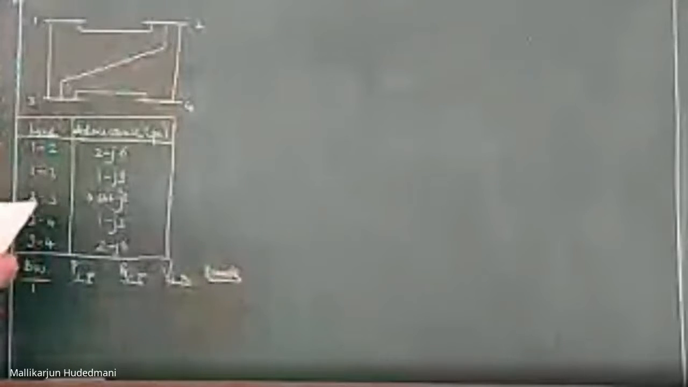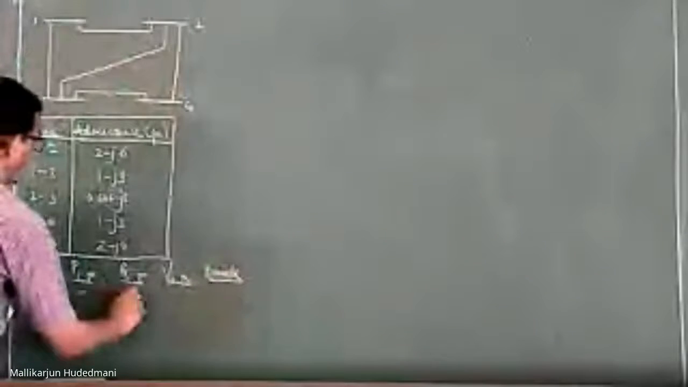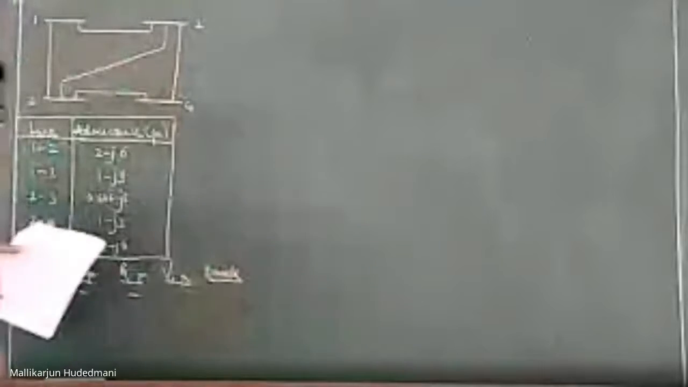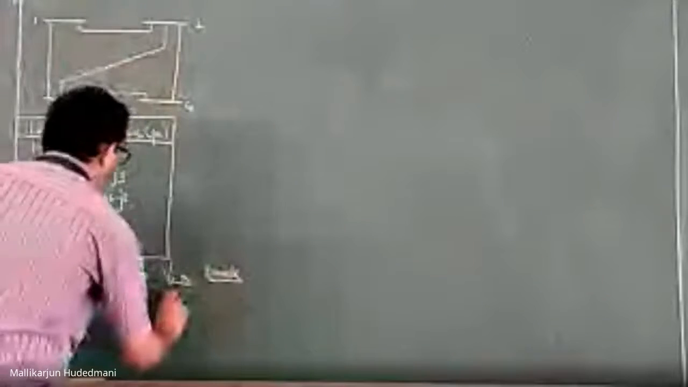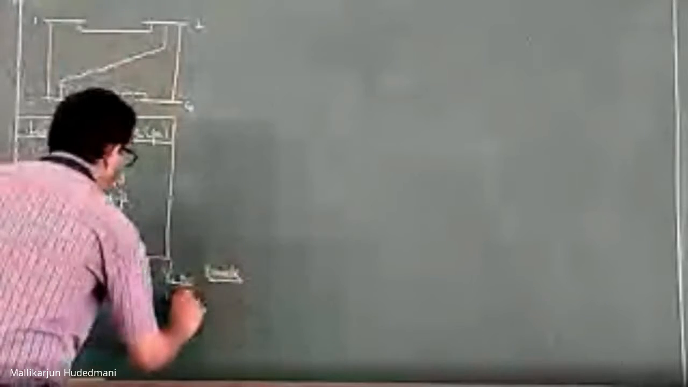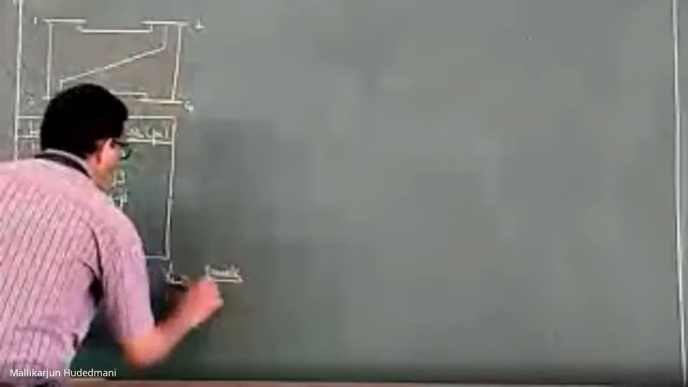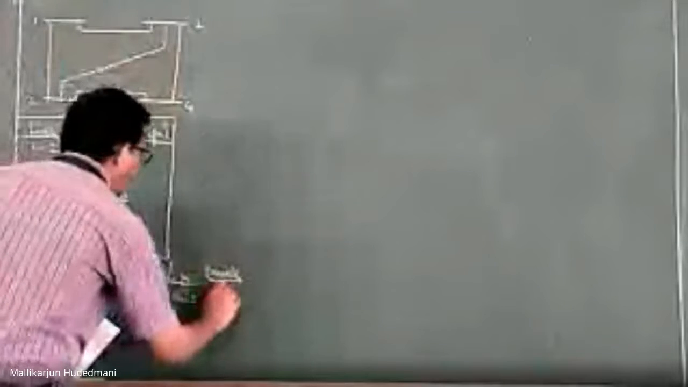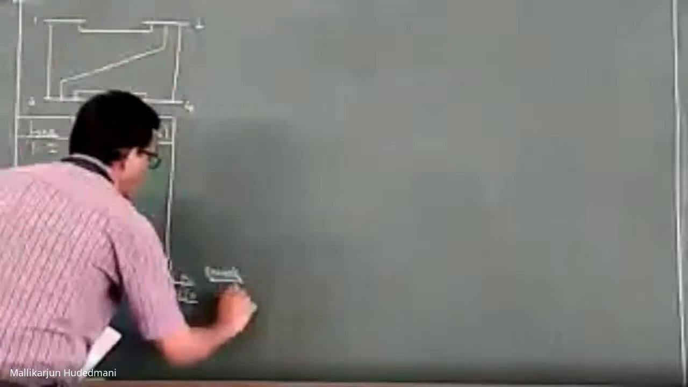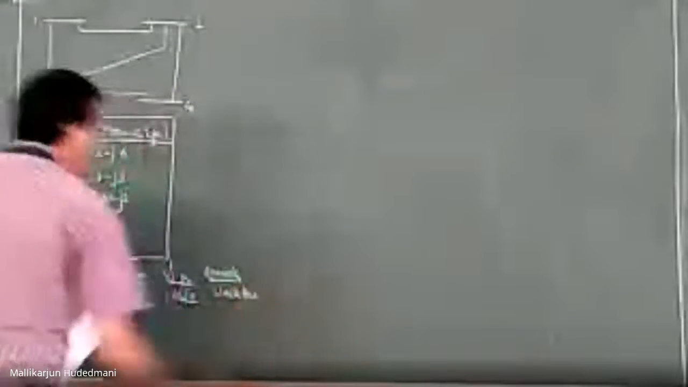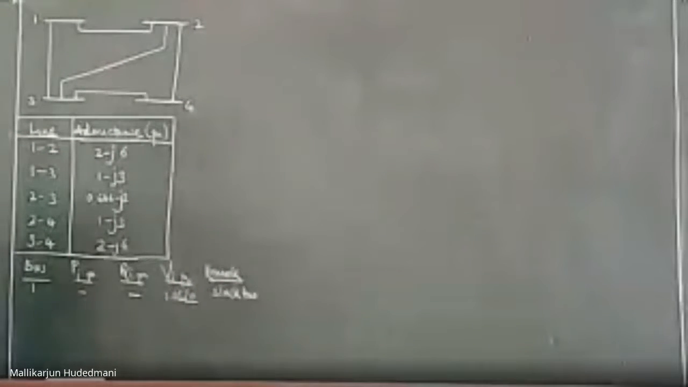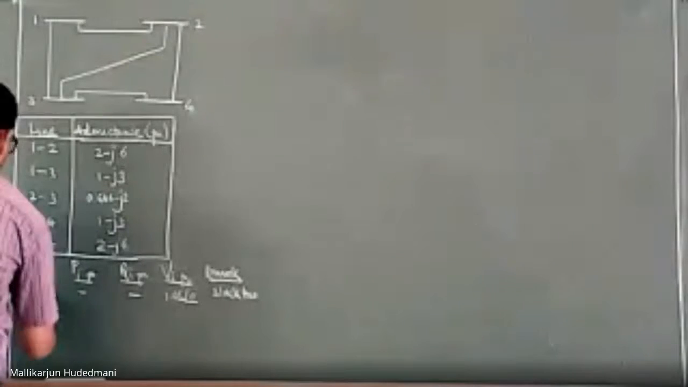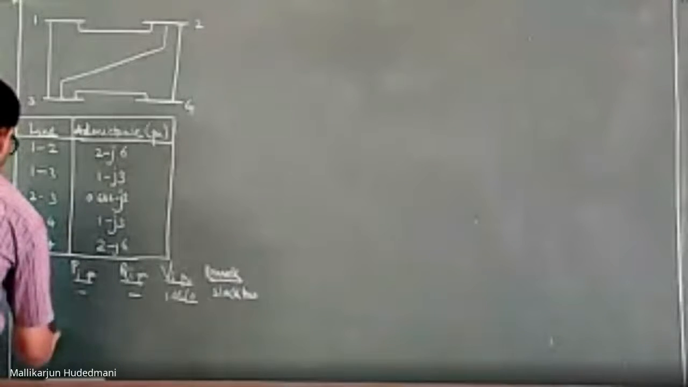For bus 1, P is not mentioned, Q is not mentioned, and it is given as 1.04 and angle 0. This is called the slack bus or reference bus. Then I have bus number 2, bus number 3, bus number 4. I have to check whether it is visible to you. Yes, all the 4 are visible.